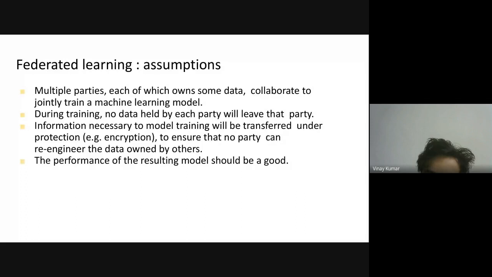The second assumption is that during training, no data sharing will be happening. There will be no sharing. The next assumption is that for the purpose of training the particular model, the required information should be shared among the model.